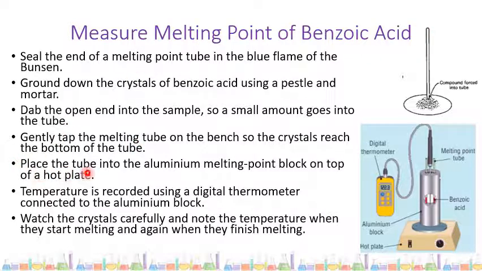We then place the melting point tube into the aluminium melting point block on top of the hot plate, so you can see that it's in here now. And we record the temperature of the block using a digital thermometer. We watch the crystals carefully through the hole in the block, and we note the temperature when they start to melt, and again once they're completely melted. So you'll see them starting to turn to a liquid. You record the first temperature, and then once they've completely liquefied, you record the finishing temperature. And that gives us our temperature range for the melting point of benzoic acid.